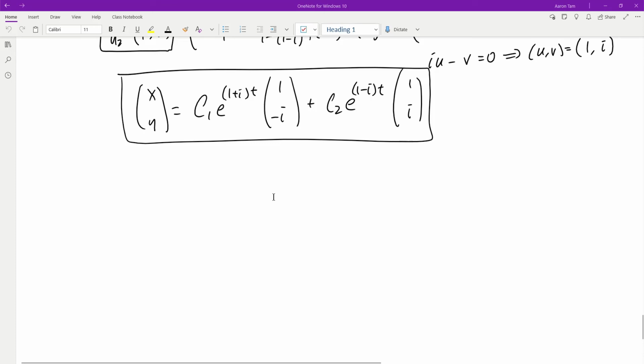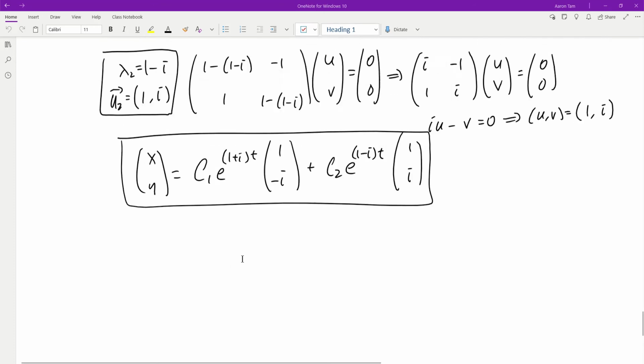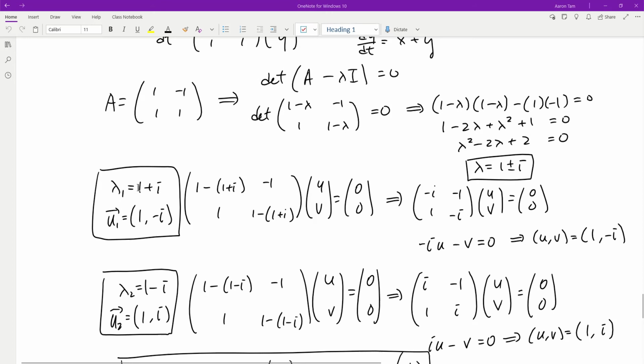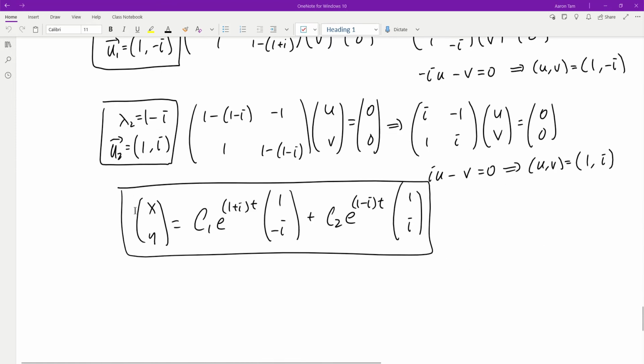Hello everyone. So today we're going to continue on 13.1. In the last video we talked about what happens if we have a complex eigenvalue, and when we have a complex eigenvalue it usually results in complex eigenvectors. And so now we have our solution.